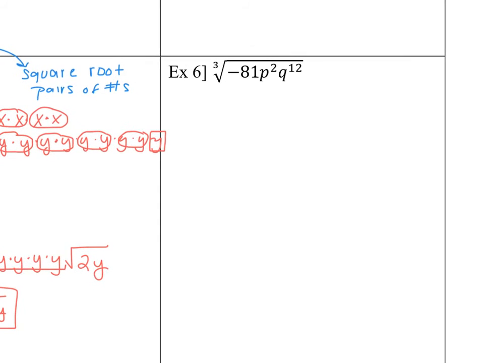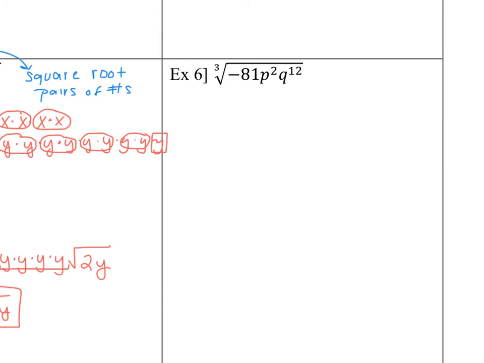Let's try example 6. Always start out by finding out which root you have. In this case, we have a 3, which means we have a cube root, which means we want groups of numbers, groups of 3 numbers. Okay? So remember, it's a negative 81, so we're going to break this negative 81 into negative 1 times 81. Now break apart 81.